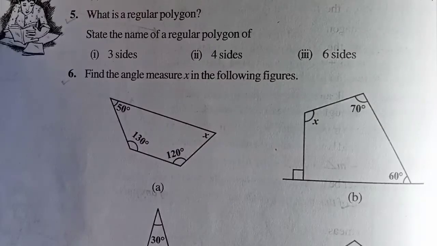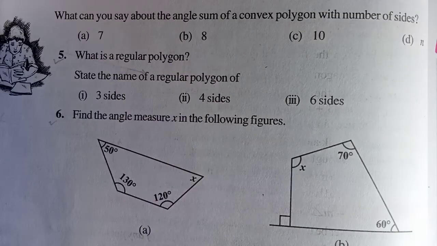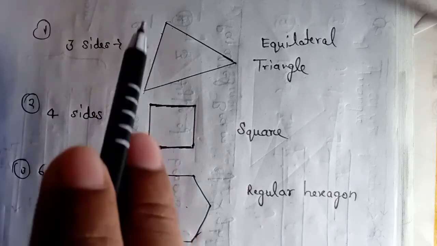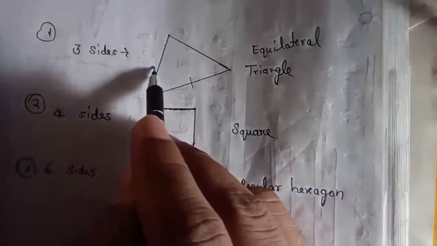Read this question number 5. What is a regular polygon? The definition of a regular polygon is a polygon which is equilateral and equiangular is called a regular polygon. And we have to state the name of a regular polygon of three sides. If there are three sides, it means it is a triangle. So here we have our answers. Regular polygon of three sides is called an equilateral triangle because there are three sides and all sides are equal.